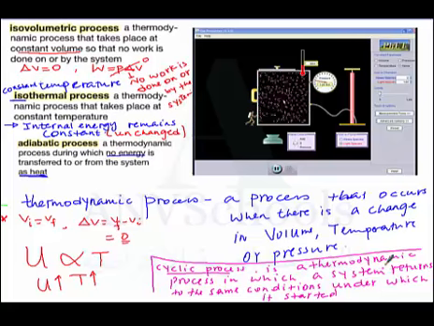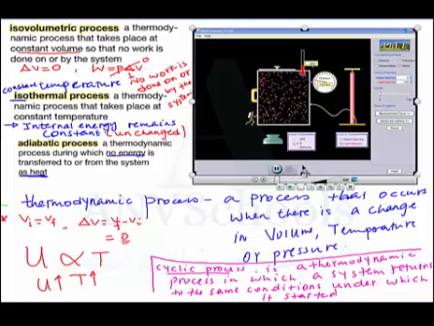To summarize, the four common thermodynamic processes are the isovolumetric process, isothermal process, adiabatic process, and cyclic process. These are the four common thermodynamic processes. The isovolumetric process is a thermodynamic process that takes place at a constant volume, so that no work is done on or by the system.